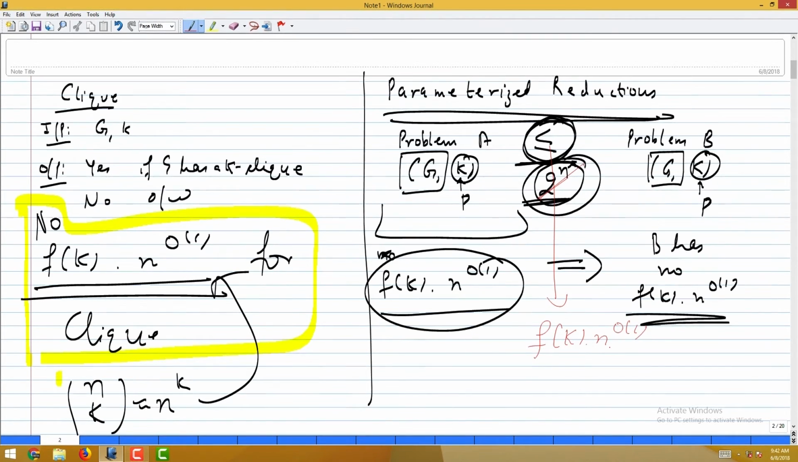So basically we are looking at reductions that can take f(k) into polynomial in n time. Note that if it's a polynomial time reduction, then any polynomial time is also an f(k) into polynomial in n time, f(k) being a constant function, right? It's just that when we are designing a parameterized reduction, we also have this leverage that our reduction could take f(k) time. So we have got much more power than we had for NP-hardness, okay?